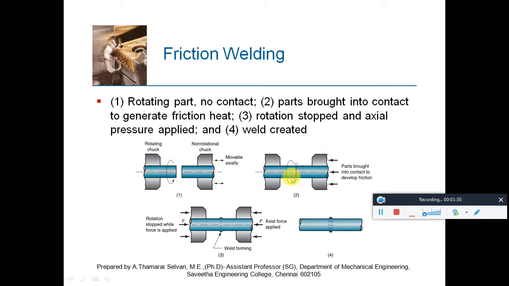And in the second case, these two parts are brought into contact so that it generates frictional heat because of the frictional effect. And once the heat is generated to a sufficient amount, then we can stop rotating and we can give some axial force as shown in figure 3, and this force will form a coalescence of these metals at the surfaces, and finally the friction weld joint is made as shown in figure 4.